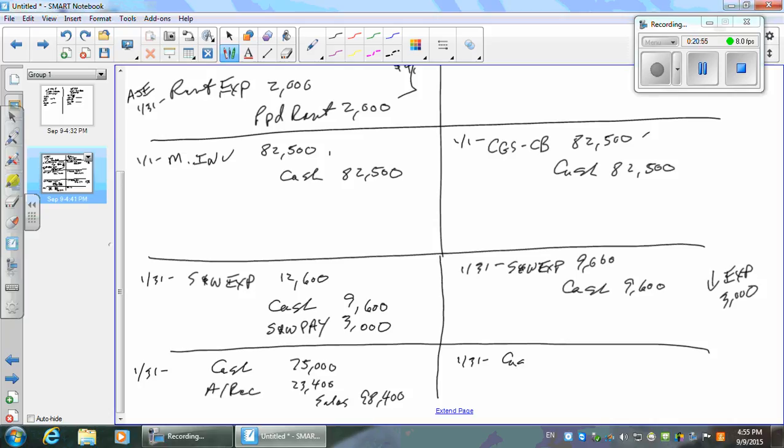Debit cash, how much? And credit sales, how much? This is too easy. Okay? So what does that mean? I have less sales, right? By how much? 23,400 cash basis compared to accrual. Everybody good with that? That's true.